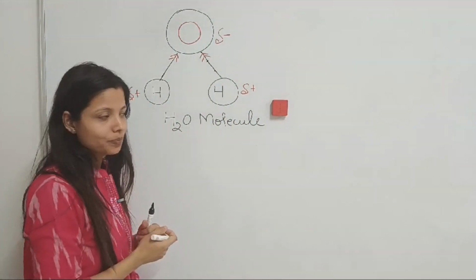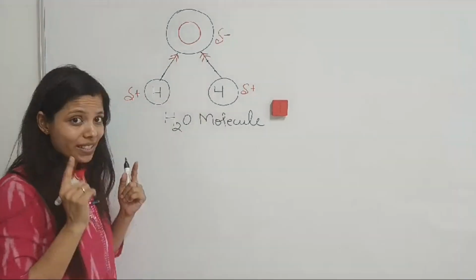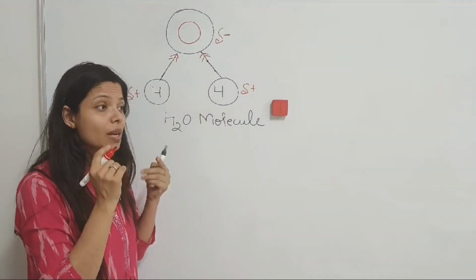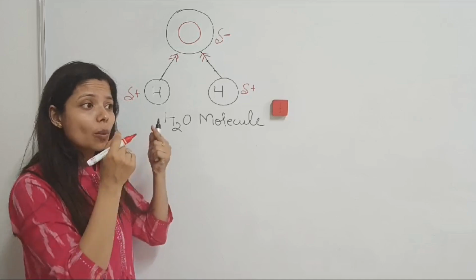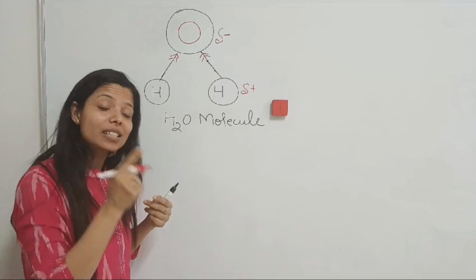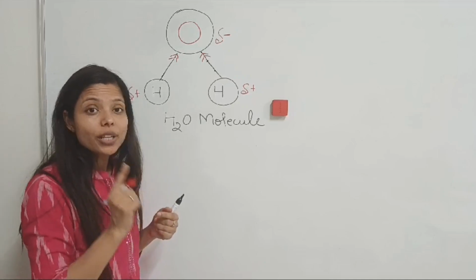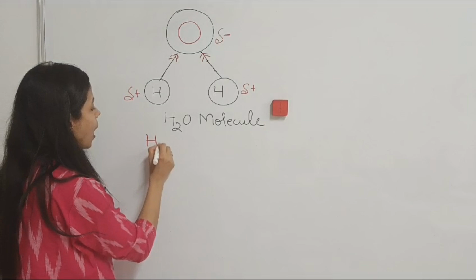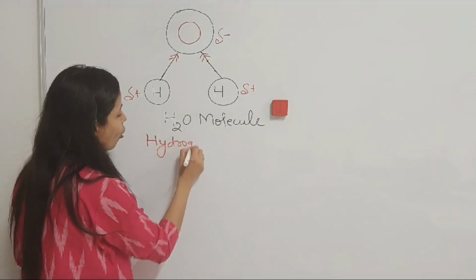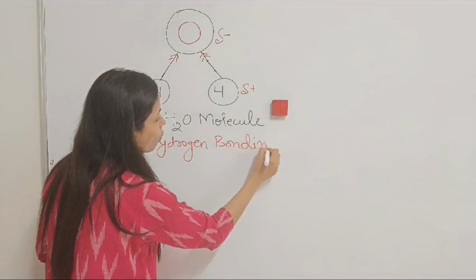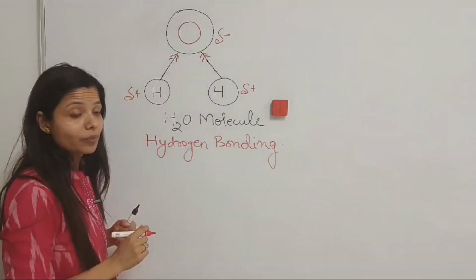That has a reason. Because we saw that when water freezes, or becomes ice, below 4 degrees Celsius, it expands and its density decreases. What is the reason behind it? That lies in the hydrogen bonding. Now, what is hydrogen bonding?